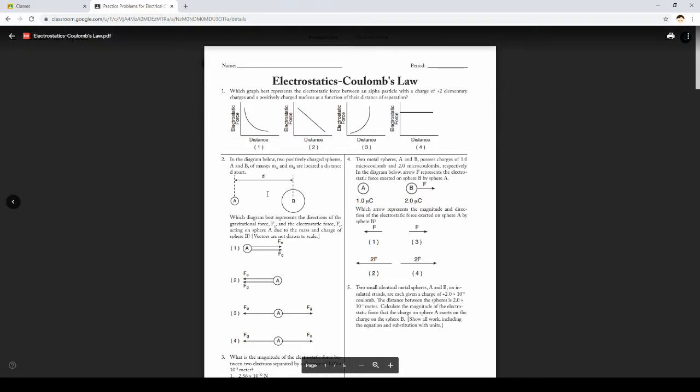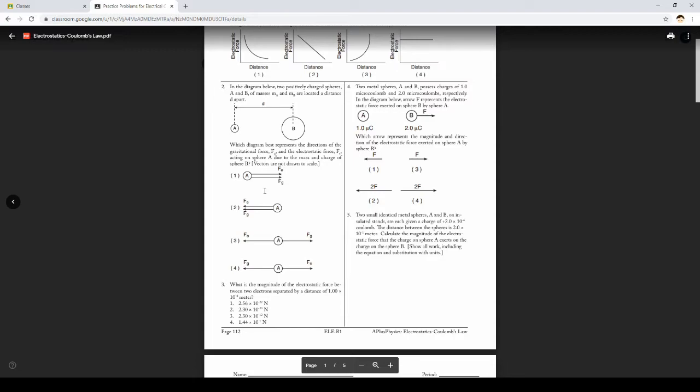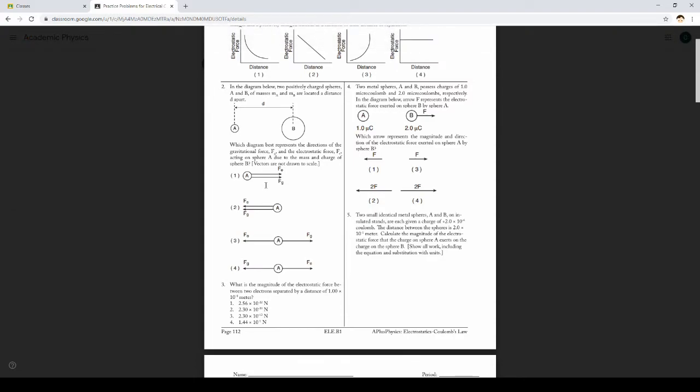Number 2, in the diagram below, 2 positively charged spheres A and B of masses mA and mB are located a distance d apart. Which diagram best represents the direction of the gravitational force Fg and the electrostatic force Fe acting on sphere A due to the mass of the charge? Note, the vectors are not drawn to scale.